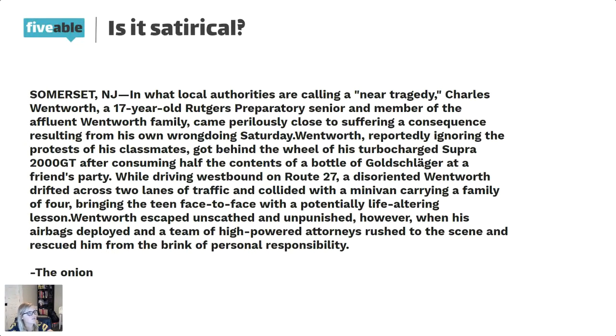A disoriented Wentworth drifted across 2 lanes of traffic and collided with a minivan carrying a family of 4, bringing the teen face-to-face with a potential life-altering lesson. Wentworth escaped unscathed and unpunished, however, when his airbags deployed from a team of high-powered attorneys rushed to the scene and rescued him from the brink of personal responsibility.